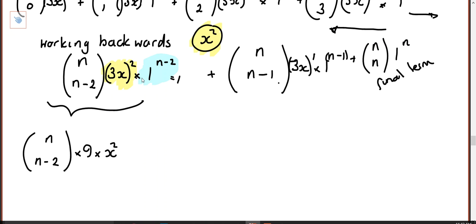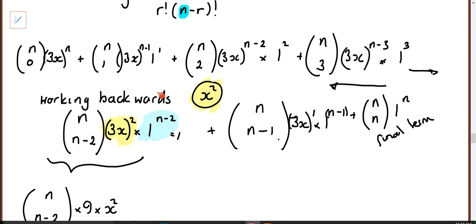Yes, question. So the first one where it's n choose 0 times 3x to the power of n goes to the last one where it's n choose n. So, if I was going to do the entire expansion, right?